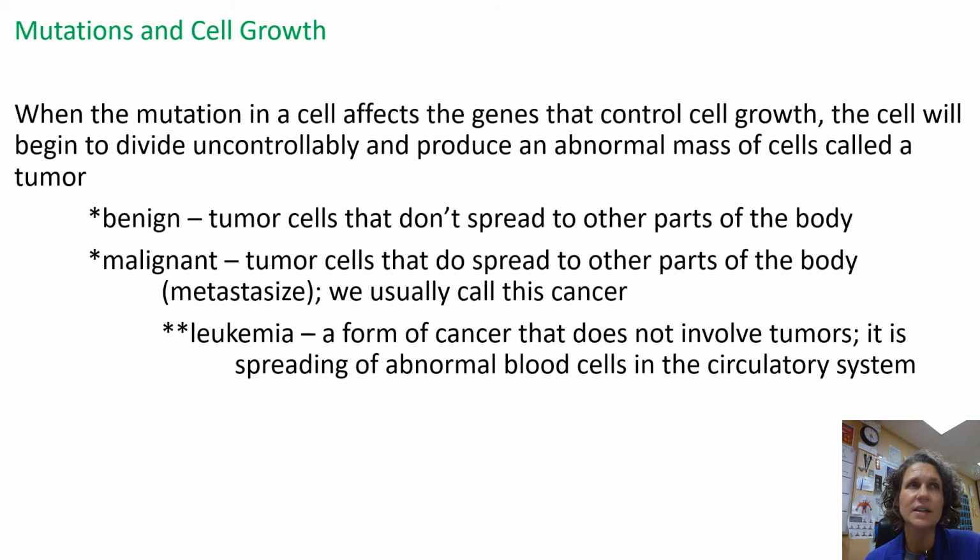We call this metastasizing. Generally, they will break away from the original tumor and travel through the bloodstream to other parts of the body, and then once they get there, they take hold and start to again divide uncontrollably and spread there. This is typically what we call cancer. Just a side note, leukemia is a form of cancer, but it doesn't involve tumors. It's just abnormal blood cells, and they cause problems. So if cell growth is affected, you have some bigger problems as far as how to deal with shutting them down.